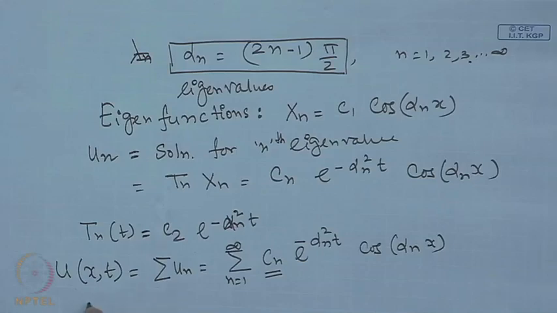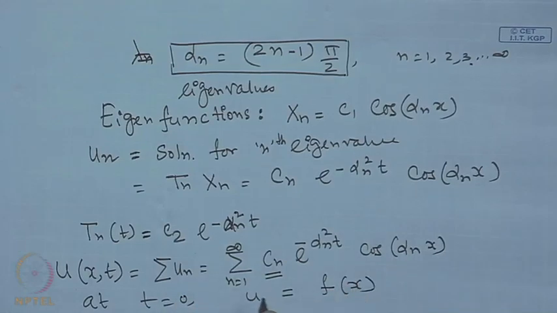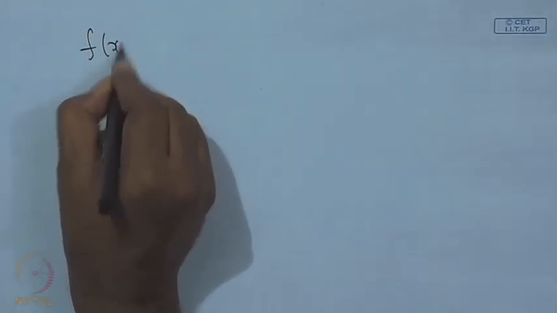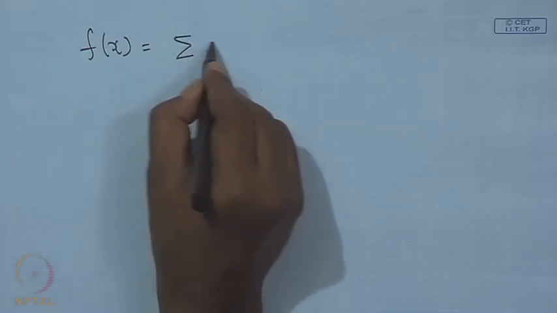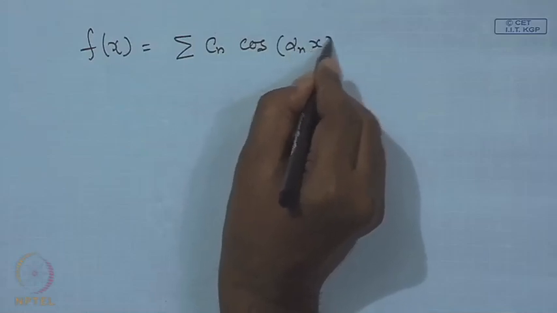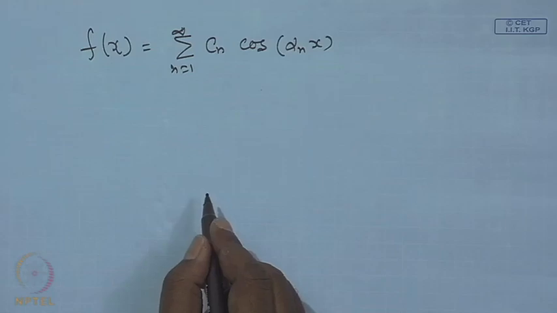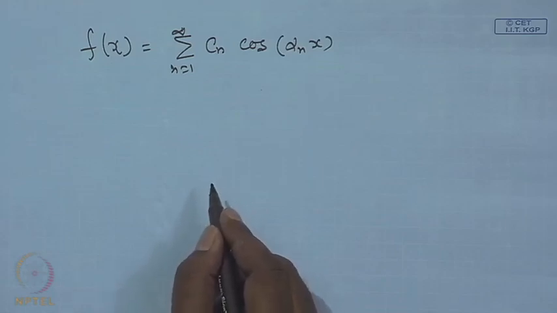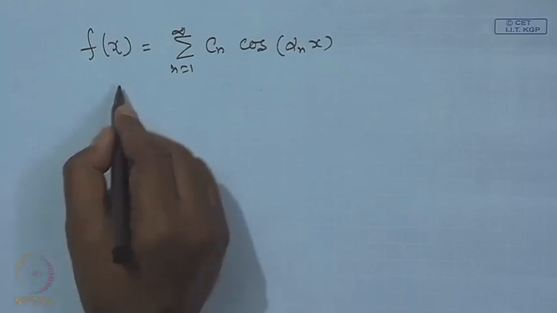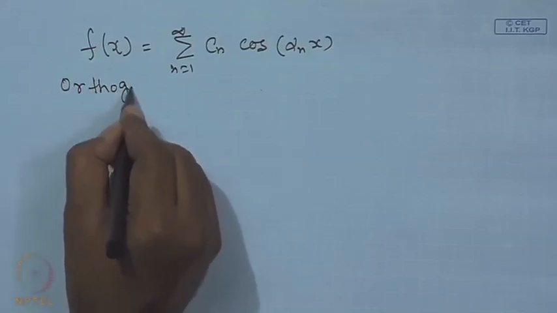So, if you remember the initial condition, at t is equal to 0, u was equal to some known function of x. So, we put it there. So, this becomes f of x is equal to summation C n cosine alpha n x, n is equal to 1 to infinity. Again the eigenfunctions are orthogonal to each other for a Sturm-Liouville problem, and we have already proved it earlier. Therefore, we can use the orthogonal properties of cosine functions.